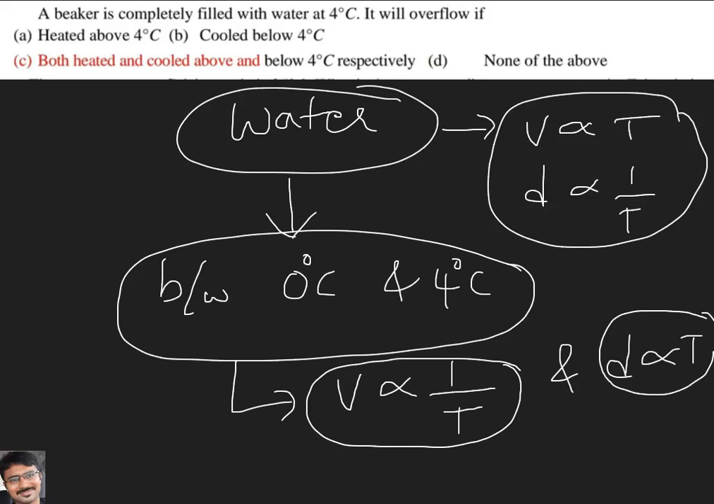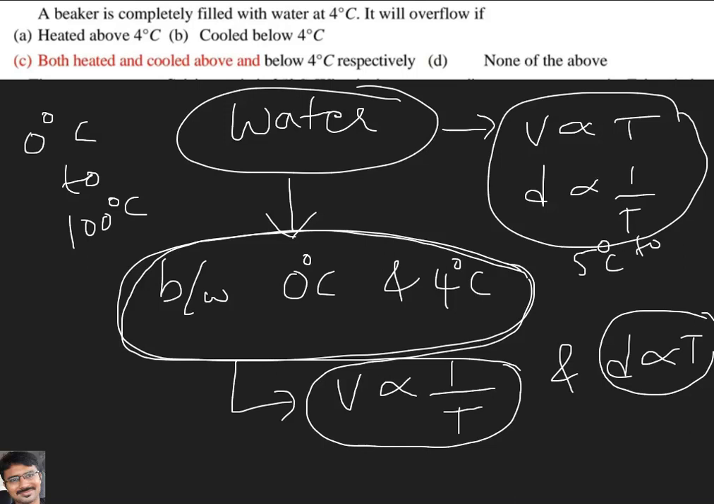Not at all temperatures, only up to 4 degrees. Generally water exists between 0 degrees centigrade and 100 degrees centigrade. Between 0 and 4 degrees centigrade it has this nature. But after 4 degrees, that means from 5 degrees centigrade up to 100 degrees centigrade, it obeys the general nature of liquids. This is the special character of water. We call it anomalous behavior.